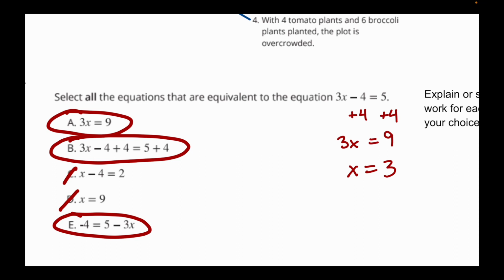I'm going to write real quickly what they did on each of these. So I know that 3x equals 9. We got that by adding 4 to both sides. And that was also the same for B. They just didn't combine anything here, but they added 4 to both sides. The other two don't work, but this one is subtracting 3x from both sides.